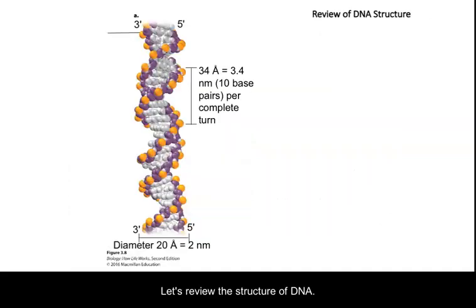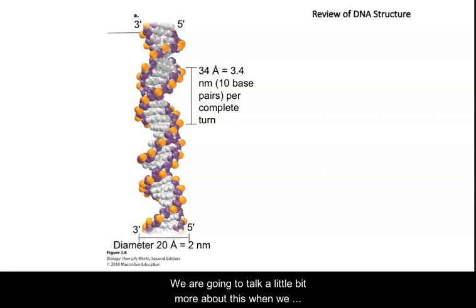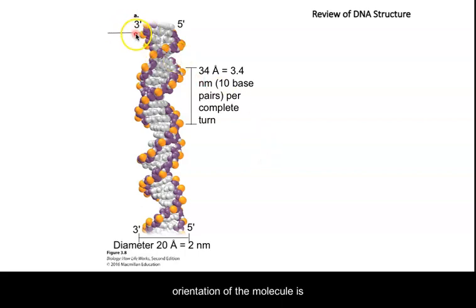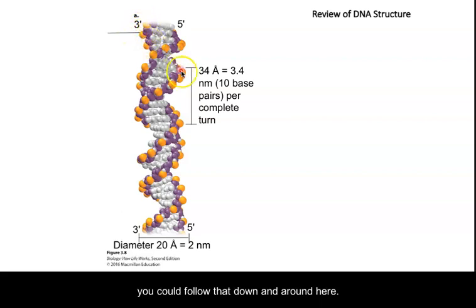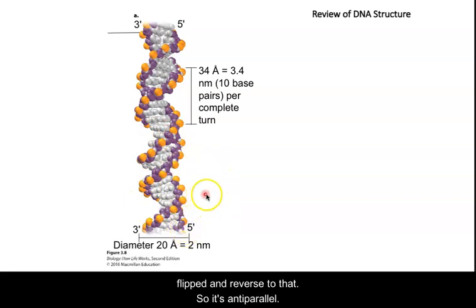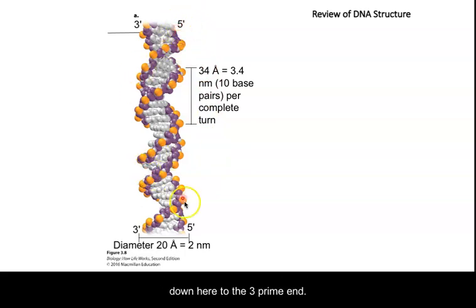Let's review the structure of DNA. We're going to talk a little bit more about this when we move on to other chapters that we're exploring in the course. But DNA is a double-stranded molecule, and its strands are anti-parallel. So what does it mean to be anti-parallel? Well, that just means that the orientation of the molecule on each side is opposite. So here you can see this is the 3' end of the one side of the double helix, and you could follow that down and around here. And the other side is flipped and reversed to that. So it's anti-parallel. It starts at the 5' end and it weaves its way around down here to the 3' end.